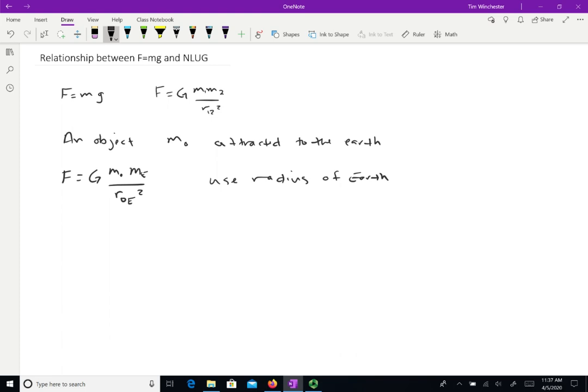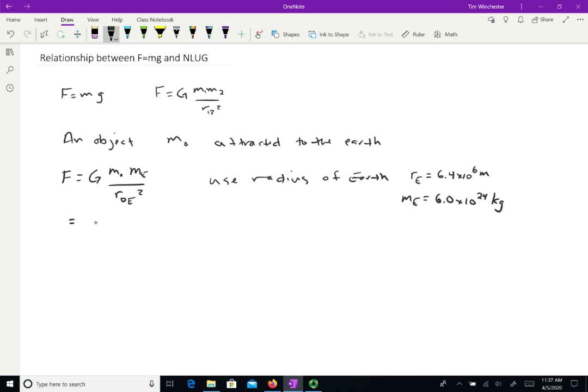Okay, so the radius of the Earth is something you can look up. That is going to be 6.4 times 10 to the 6 meters. The mass of the Earth, you can also Google. That comes out to about 6.0 times 10 to the 24 kilograms. Although how we know that is maybe something you should think about a little bit. And so now we can actually plug stuff in.